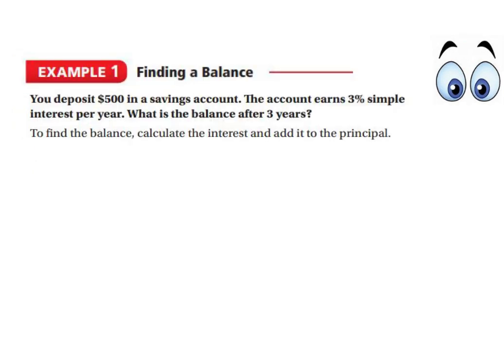So let's take a look at an example. You deposit $500 into a savings account, right? So that's going to be your principal. The account earns 3% simple interest per year. So what is the balance after 3 years? So we start with I, where I is how much simple interest you're going to make. P is principal. R is your rate. And T is your time.